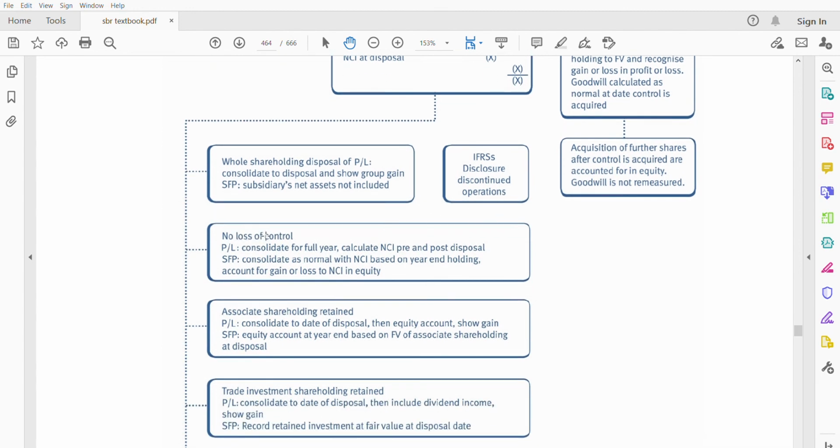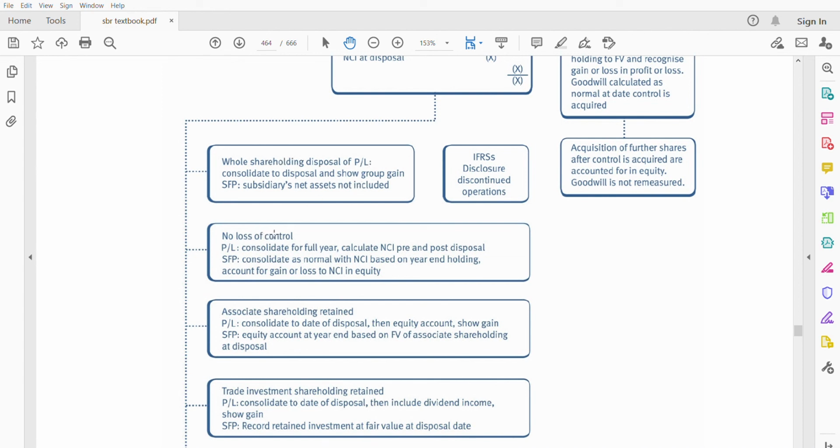If there is no loss of control, then what do you have to do in the P&L and what do you have to do in the statement of financial position? Oh, sorry, there's a mistake. In the P&L you are consolidating till disposal and showing the group gain. In the statement of financial position, net assets are not included. Okay.